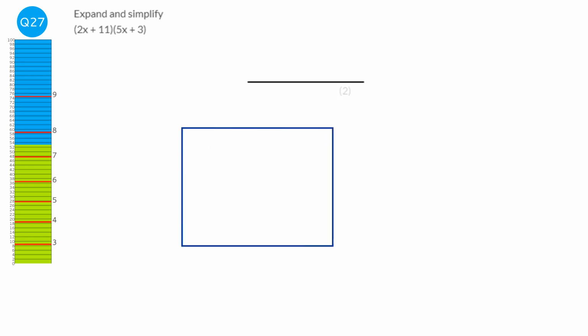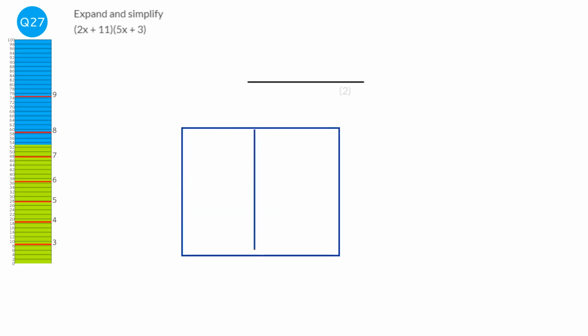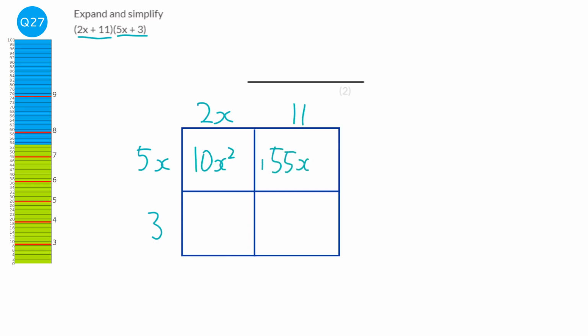So we're going to start by doing a multiplication grid, and we're going to start by putting 2x plus 11 at the top and 5x plus 3 down the side. And we're going to multiply them out, so 5 times 2 is 10, so it would be 10x squared. 5x times 11, so 5 times 11 is 55, so that'd be 55x, and it's positive. And 3 times 2 is 6, so that'd be 6x, and that's positive. And 3 times 11 is 33, and that'd be a positive. So when we put them all together, we get 10x squared plus 55x plus 6x plus 33.